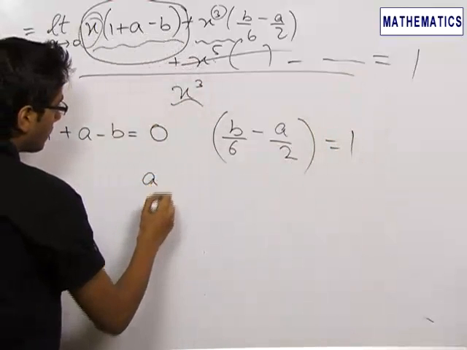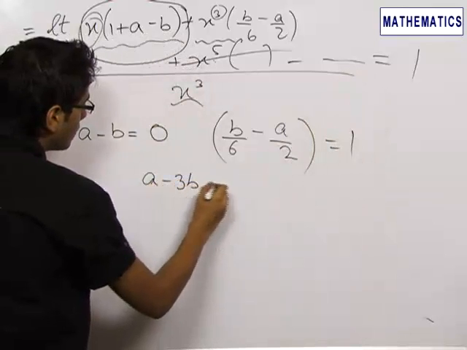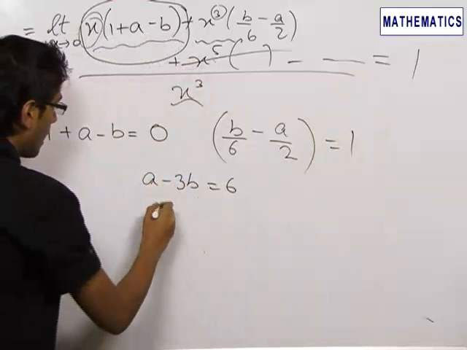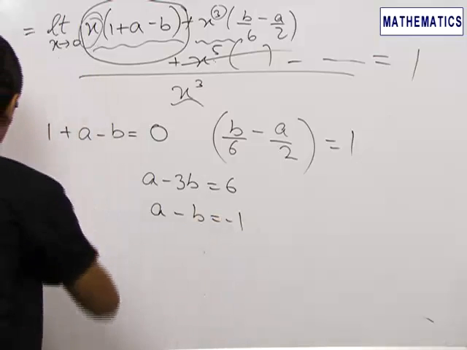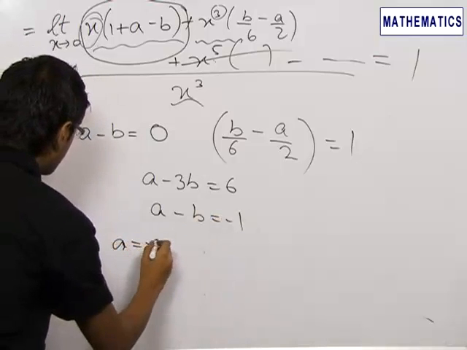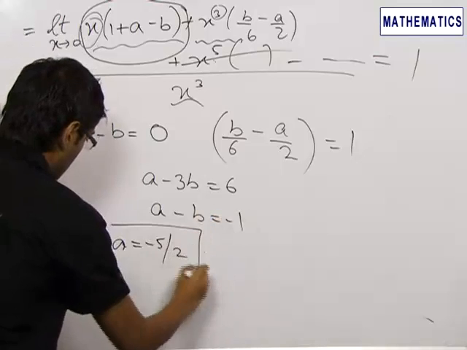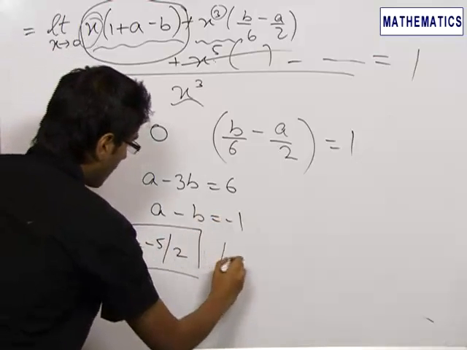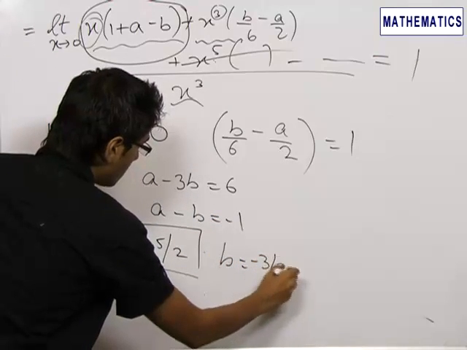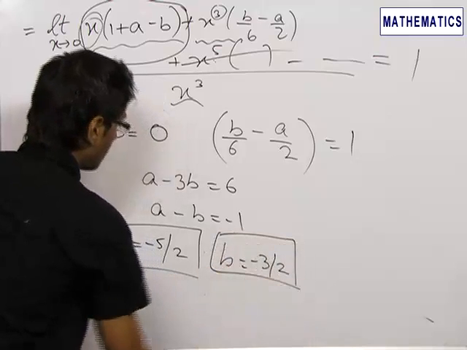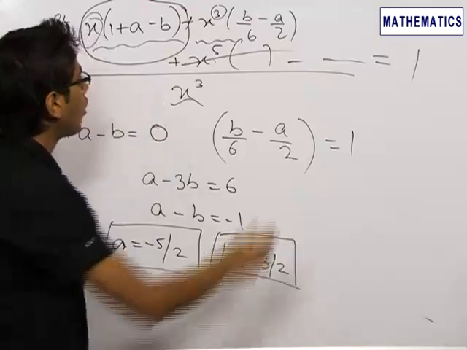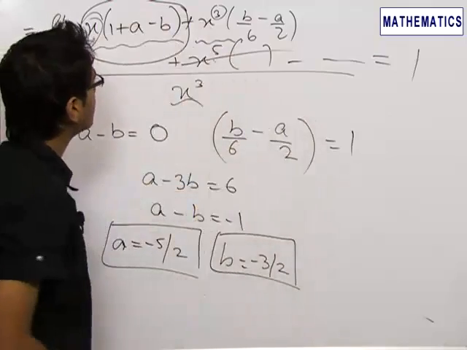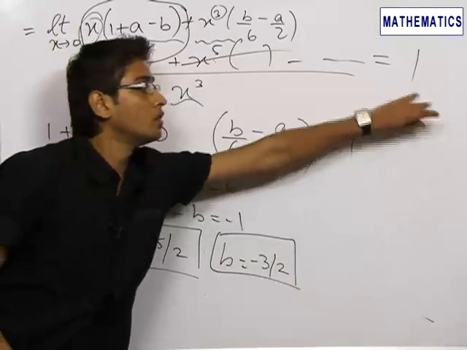So we get a minus 3b equals 6 and a minus b equals minus 1. On solving these two equations, we get a equals minus 5 by 2 and b equals minus 3 by 2. So this is the final answer of the constants a and b in order for the limit of the question to be equal to 1.